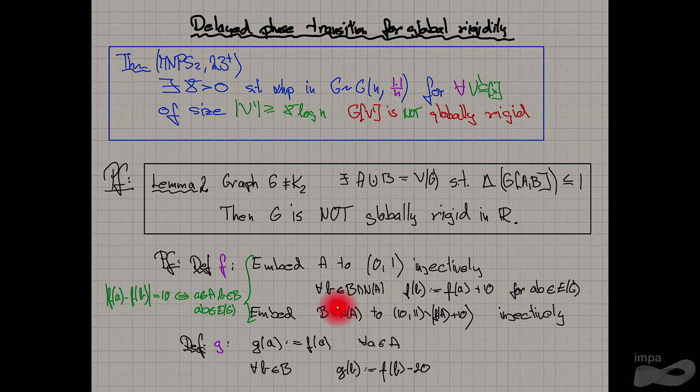And for the remainder of B, you put them between 10 and 11, but you avoid the image of A plus 10. You will not take any of those points. You assume there's no edges inside A? There might be edges. I don't care. Because for the construction of g, for A it is going to be the same, and for B, I shift it by 20 back. This way, exactly the edges will preserve the 10, but everything else will be different. The non-edges will all have different length.